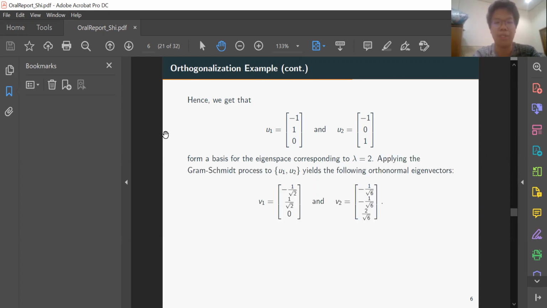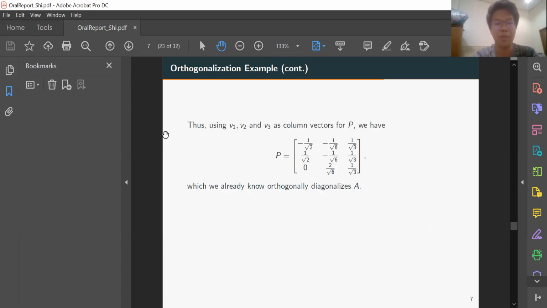Applying the Gram-Schmidt process to u sub 1, u sub 2 yields the following orthonormal eigenvectors. v sub 1 is equal to negative 1 over square root of 2, 1 over square root of 2, 0, and v sub 2 is equal to negative 1 over square root of 6, negative 1 over square root of 6, 2 over square root of 6. For lambda equals 8, we have v sub 3 is equal to 1 over square root of 3, 1 over square root of 3, 1 over square root of 3.